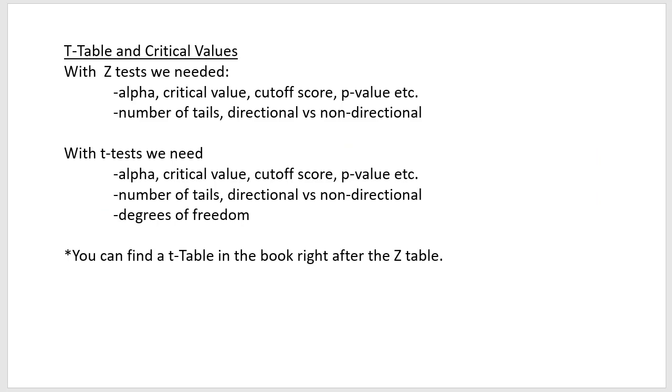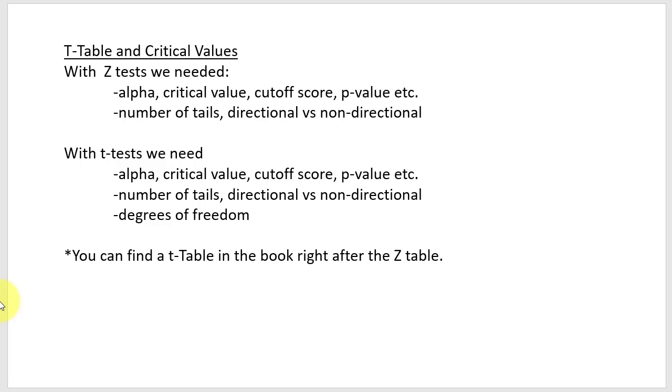Now, we've talked about how to develop the comparison distribution, but not so much about the cutoff scores. So when we have a t distribution or a t-test, we need to know a couple of things. We need to know what the alpha level is, which is also the critical value, the cutoff score, the p-value for the cutoff. In most cases, it's still going to be 0.05. But you need to know what the alpha level or the critical value is.